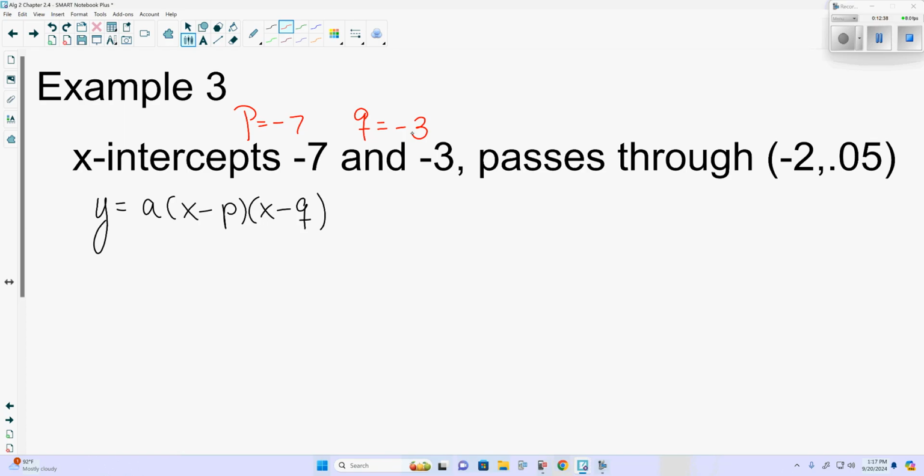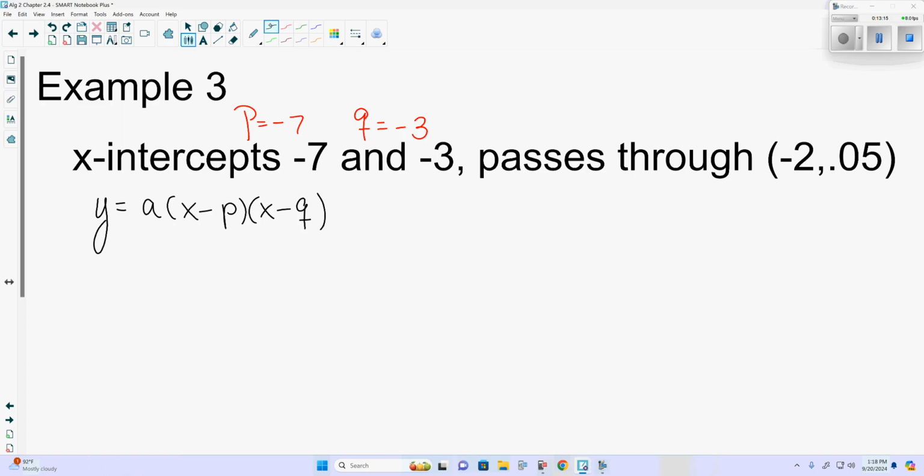So we're just using the other form, our x-intercept form. Y equals a times x minus p times x minus q. P and q are our x-intercepts. So P is negative 7, Q is negative 3, yes? Could we have flipped P and Q and said P was negative 3 and Q is negative 7? Yeah, they're just the x-intercepts. It doesn't matter which one's which. I just need to pick one of those to be P and the other to be Q. We ready for the next step?